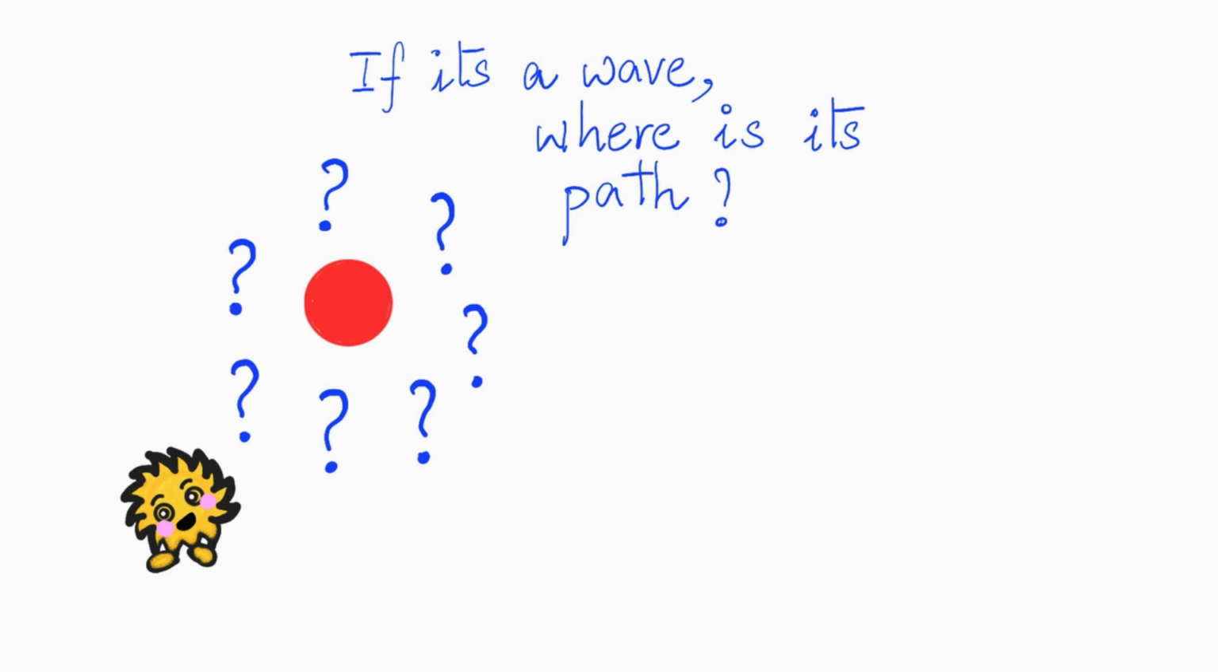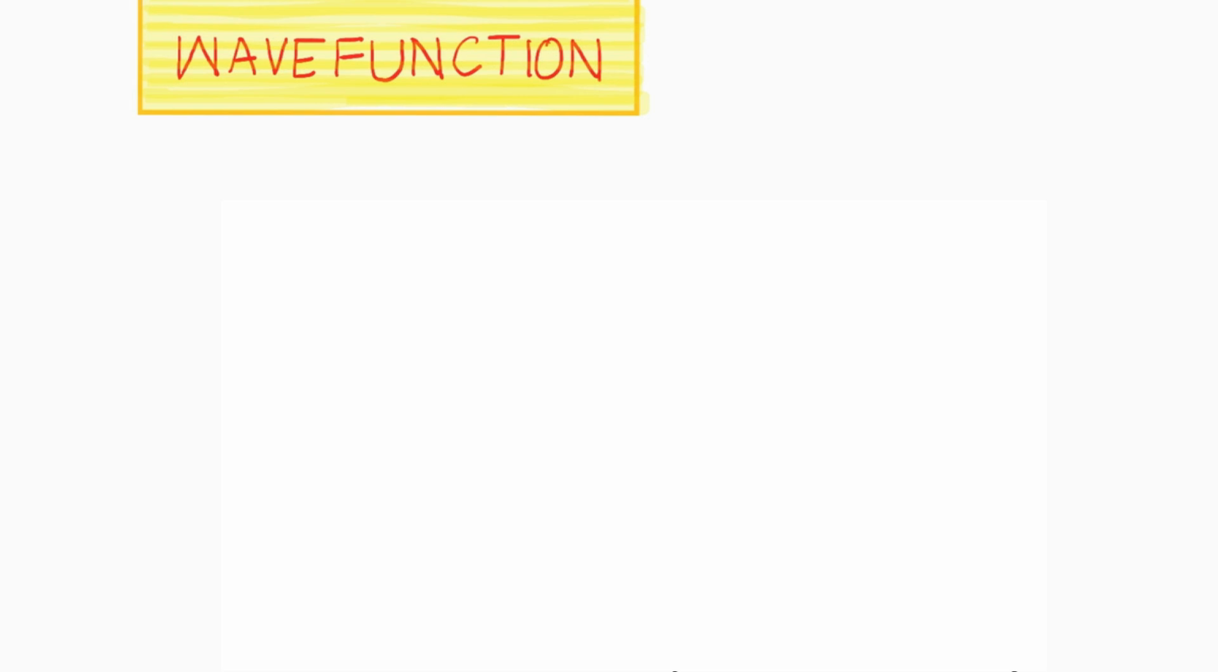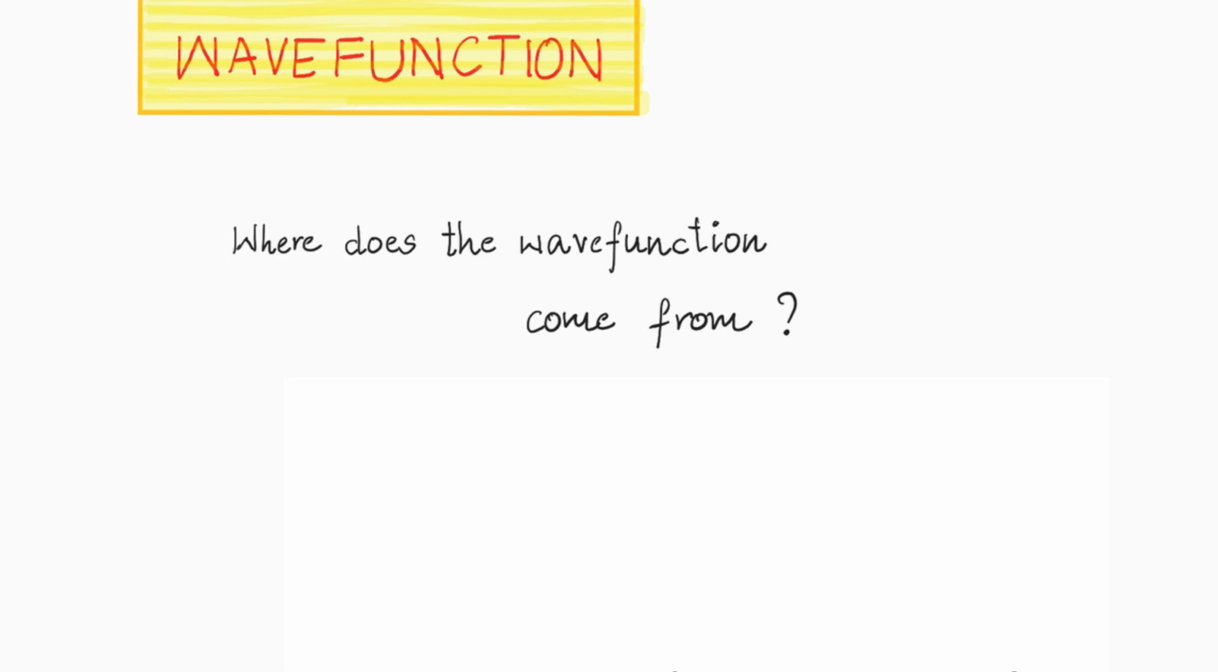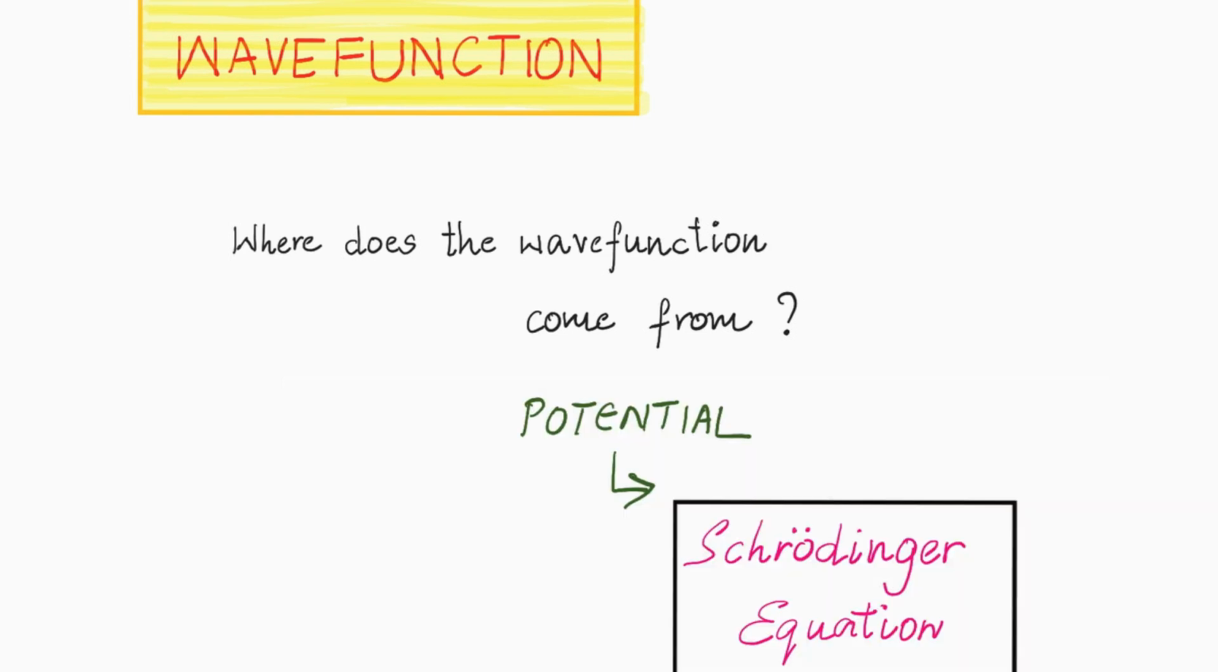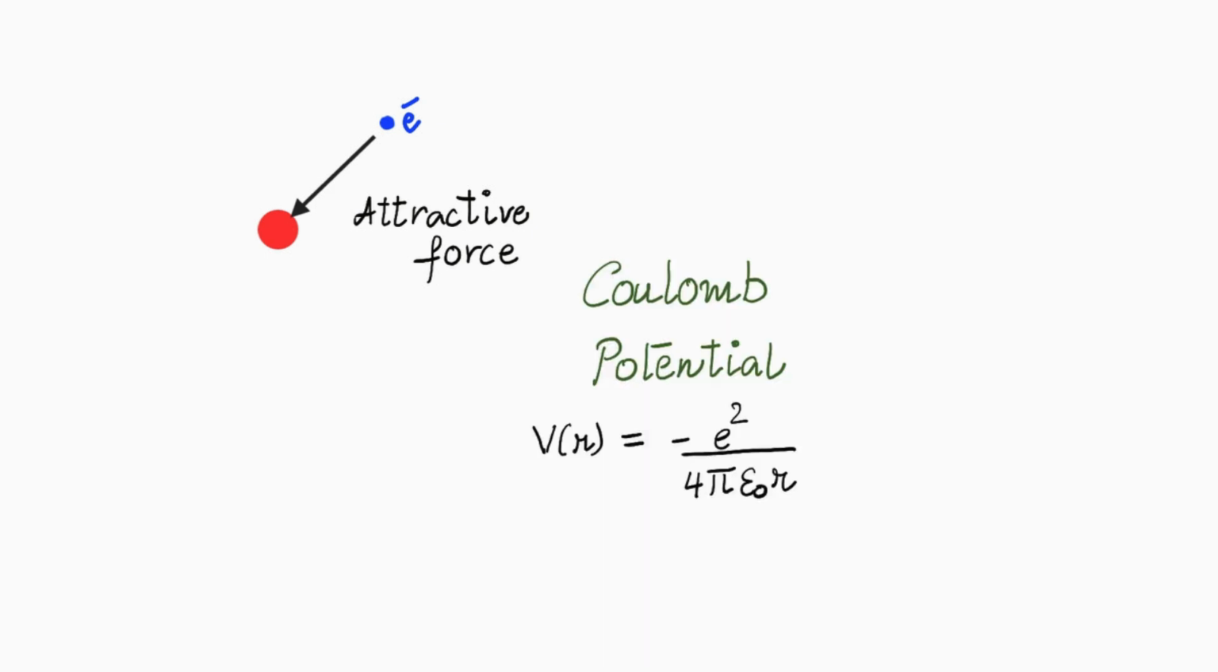But wait, if the electrons behave like a wave, why can't we simply draw its path? Because trajectories do not describe waves. Wave functions describe them. So where does this mysterious wave function come from? It comes from solving the Schrödinger equation. In a hydrogen atom, the electron experiences the electrostatic attraction of the nucleus. This attraction is described by the Coulomb potential.